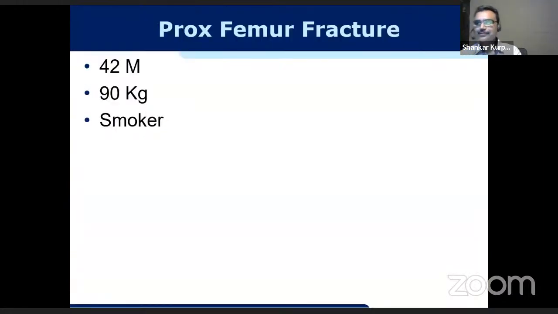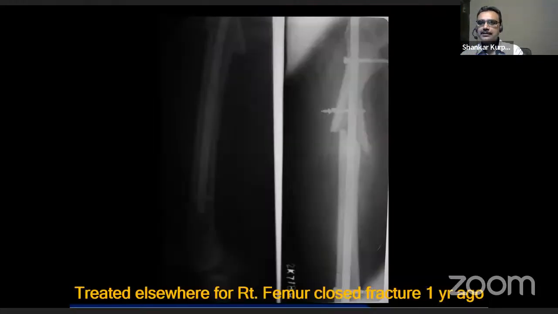Now, the case that I'd like to share with you is something which has been on our follow-up for many, many years. He was a 42-year-old, 90 kg smoker at presentation. The initial X-ray of the fracture is not there with him. This is the first X-ray that he had with us, and he came to us roughly about 1 year after all these things happened. So this is the first X-ray that he's got.